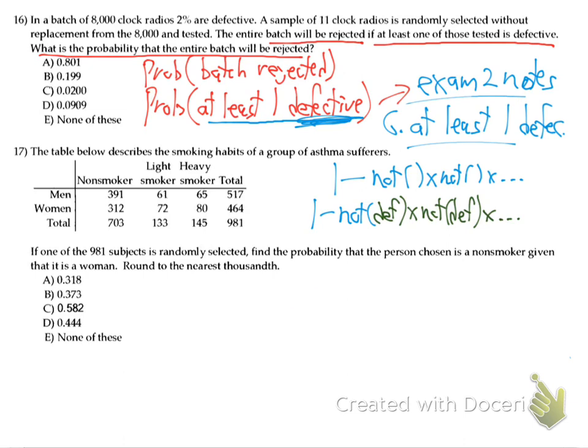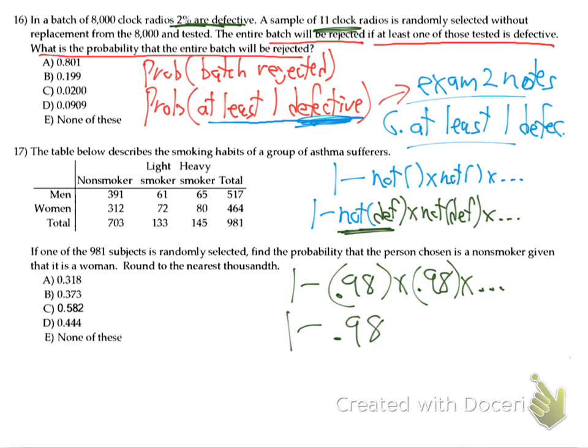So then that's going to be 1 minus the probability of not defective. 2% of the entire batch are defective, which means 98% of them are not defective. So it's 1 minus 0.98 times 0.98, etc. How many 0.98s? There's 11 of them, however many you're picking. So that's 1 minus 0.98 to the power of 11.